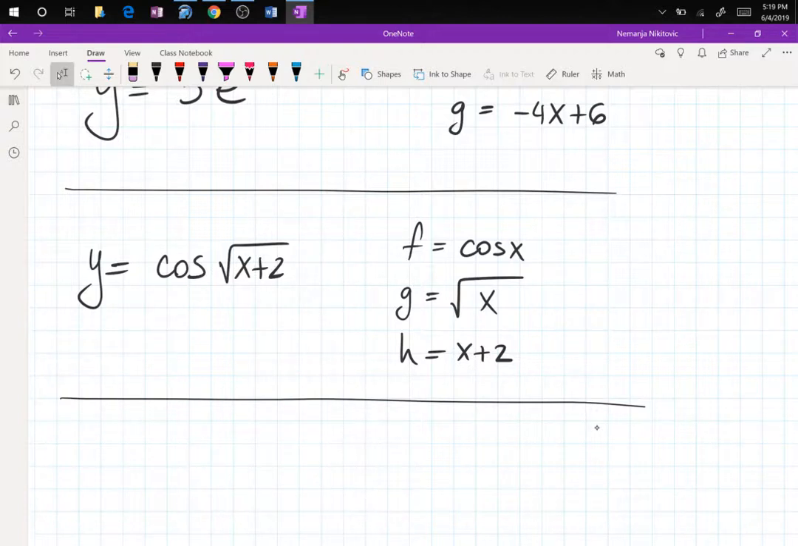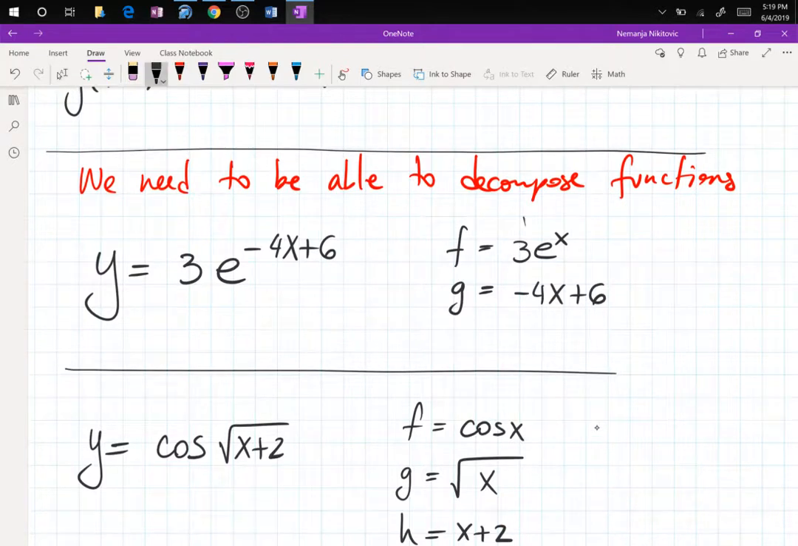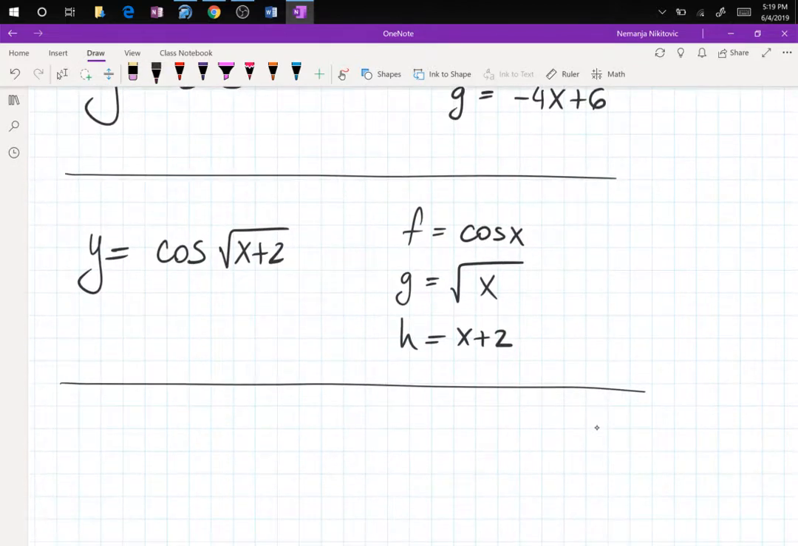Yes? Why couldn't g have been root x plus 2? Because root x plus 2 is not a basic function. x plus 2 is a linear function on its own, and square root is a radical function on its own. So it's still a function composition. We don't have to worry when you have a single constant multiplied, like this 3 or this negative 4 over here. But if you have a completely different function sneaking in, yeah, you have to worry about it.